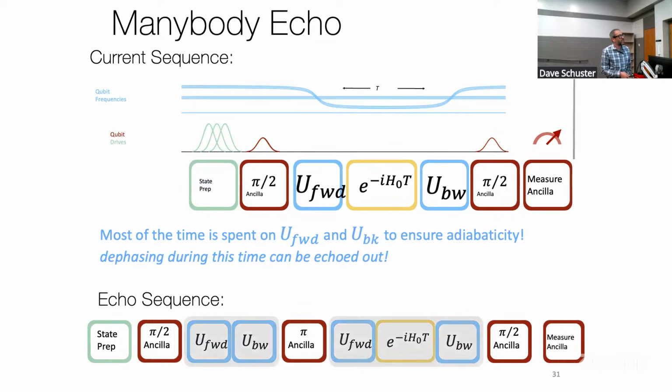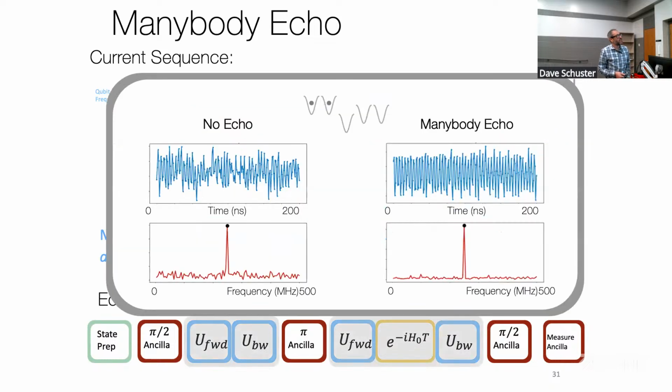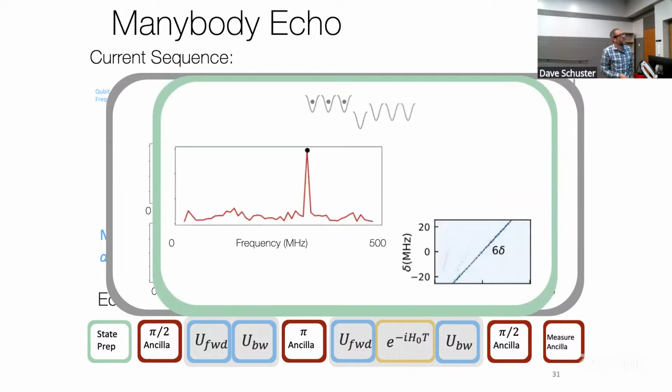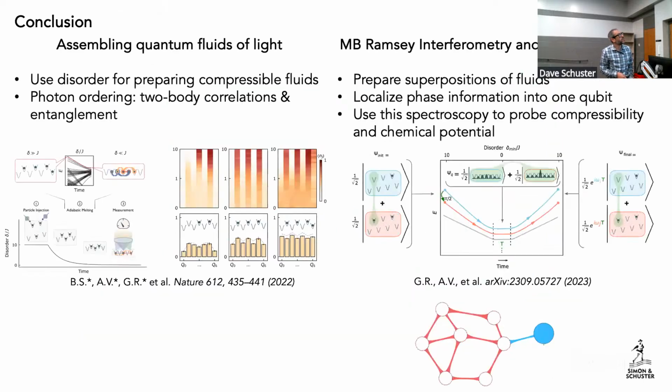So now we can look at the thing, and without the echo, you can still see it, but it's kind of gnarly. And with the echo, it's significantly better. And so we can do that. Okay, I think we're just on time, so we'll end there. But we kind of saw how we can assemble fluids of light, both dissipatively and with these adiabatic ramps.